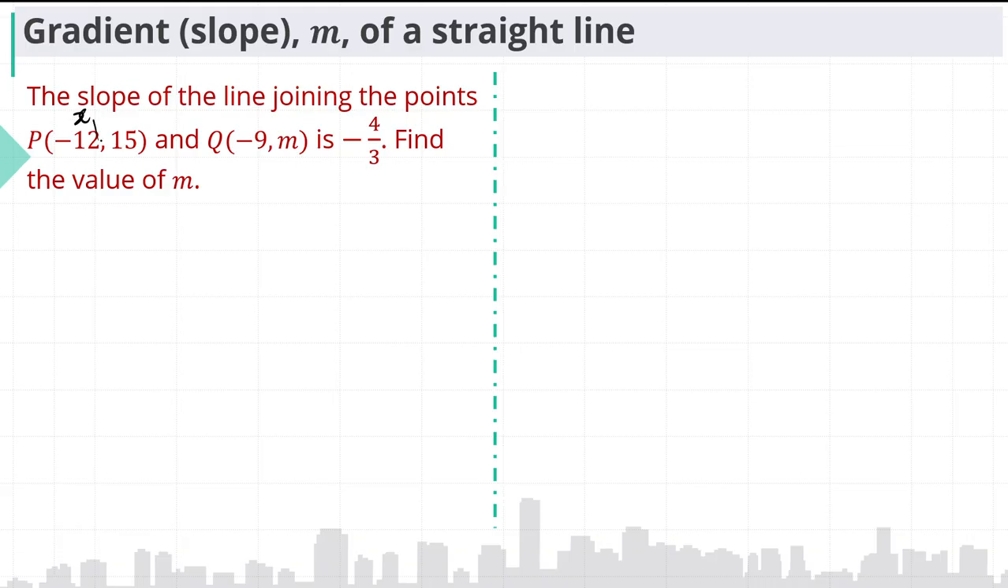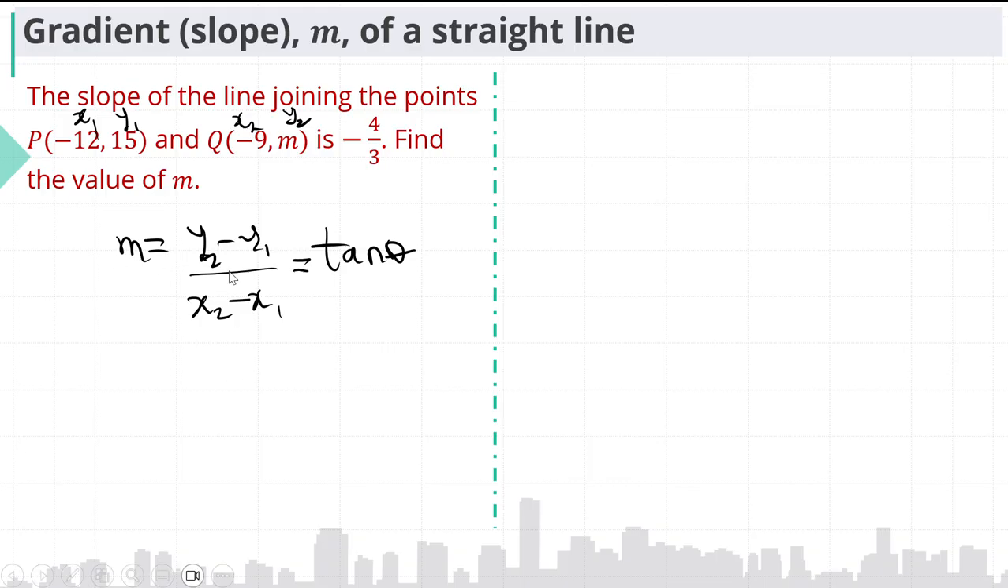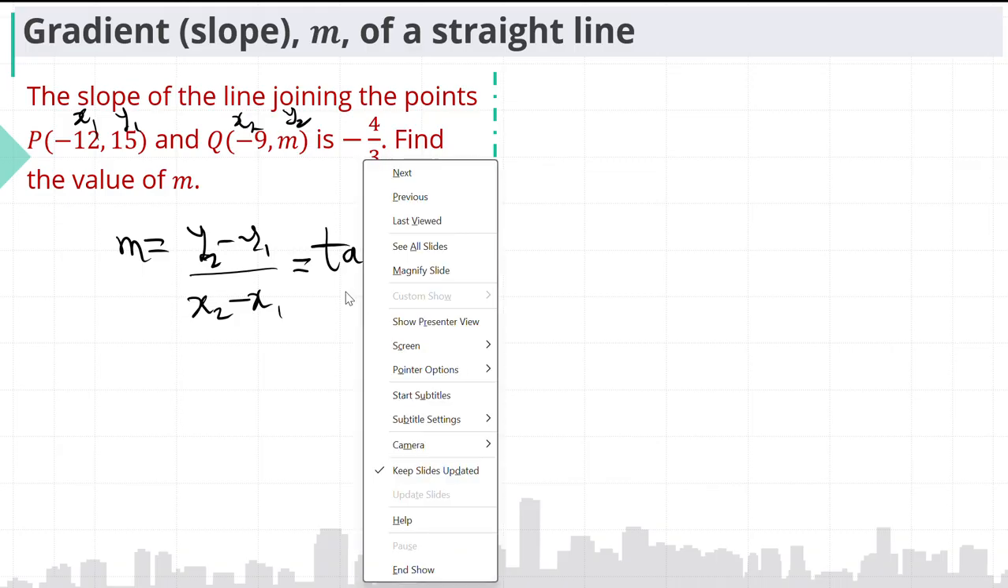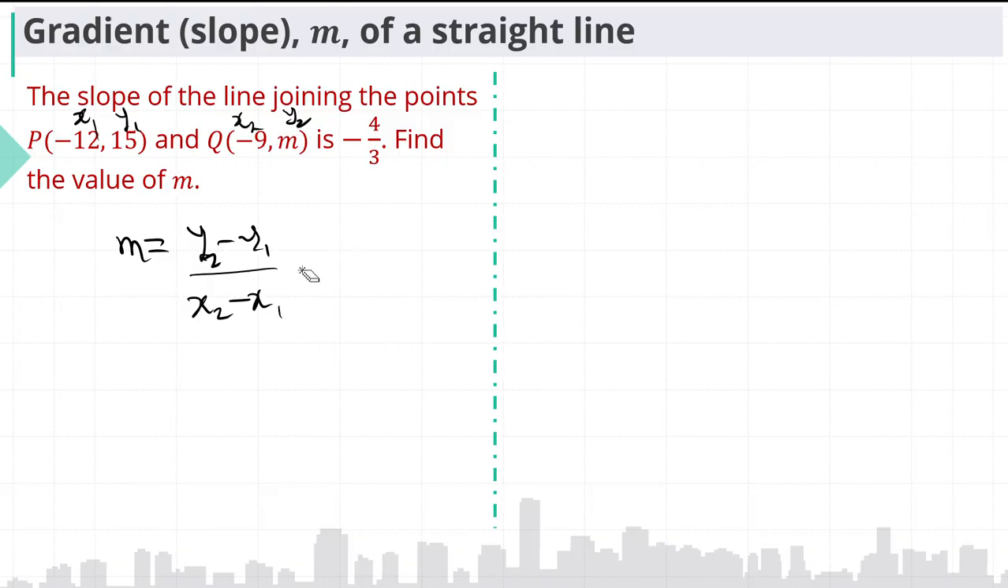Let the point P be (x1, y1) and the point Q be (x2, y2). Again, we know that gradient is the change in y divided by the change in x, and it's also equal to tan theta. For this question, we can use the first definition to work it out. We don't need tan theta for this one.